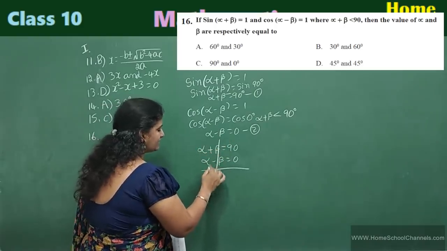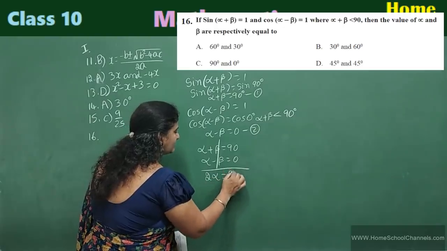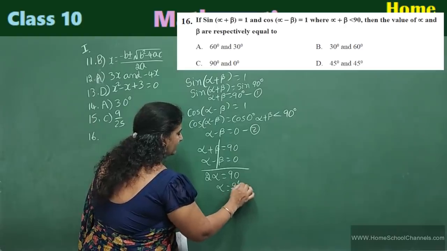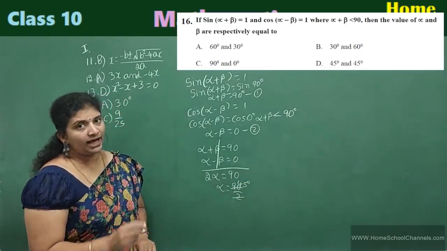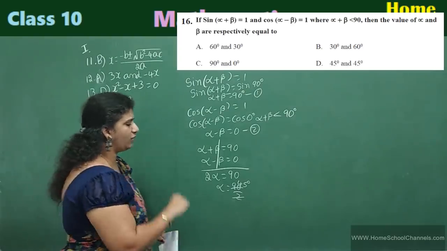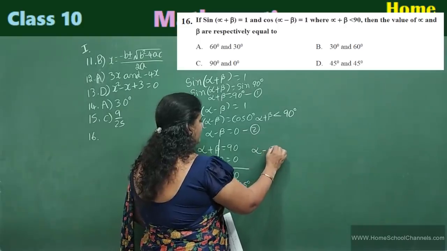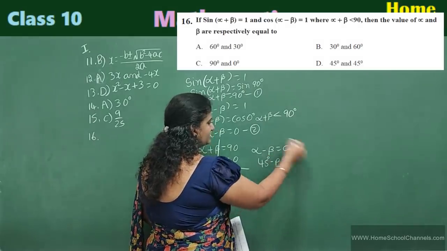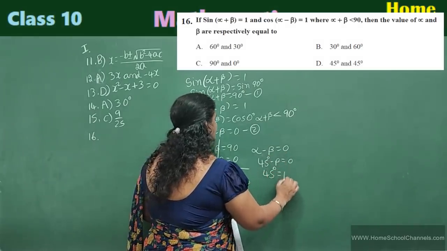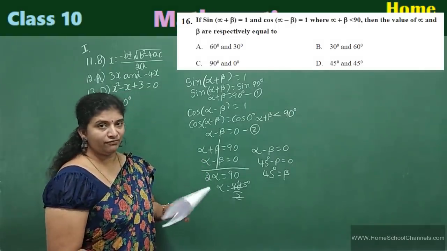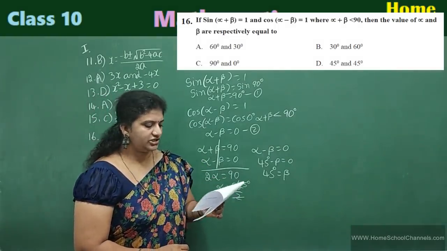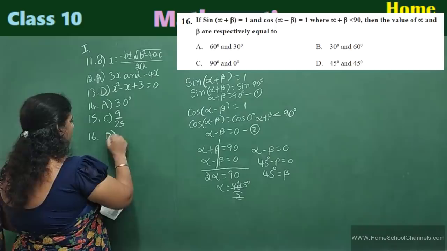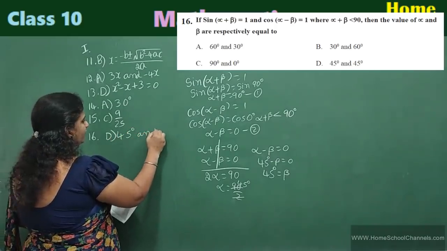If you add, alpha plus alpha will be 2 alpha. 90 plus 0 is 90 degree. Alpha is equal to 90 by 2. That will be 45 degree. We got alpha. Substitute this alpha in any one of the equation. That is, alpha minus beta equal to 0. 45 degree minus beta equal to 0. Minus beta send other side. Beta is equal to 45 degree. Therefore, what is alpha and beta is your question. 45 degree and 45 degree. Check your options. Option D, 45 degree and 45 degree.